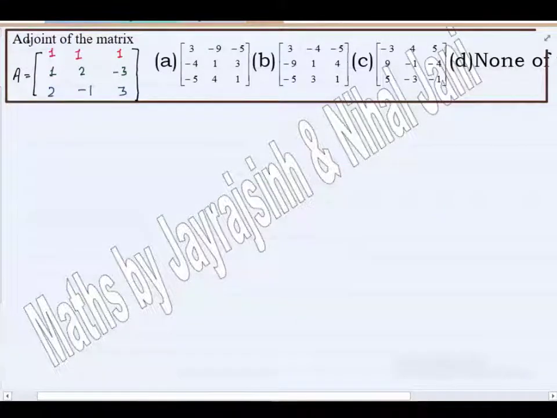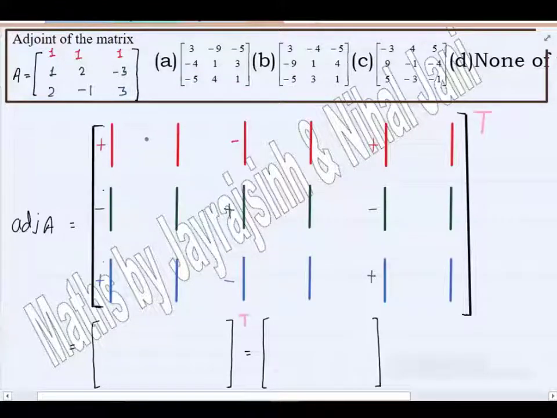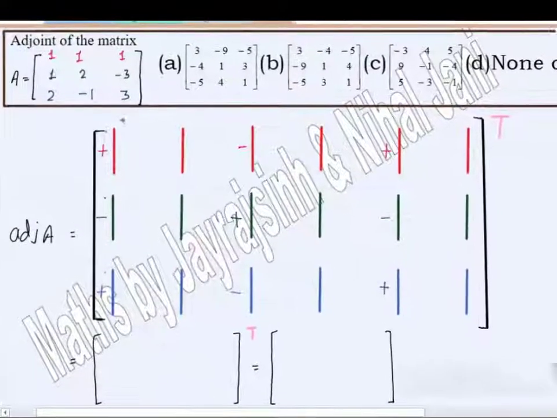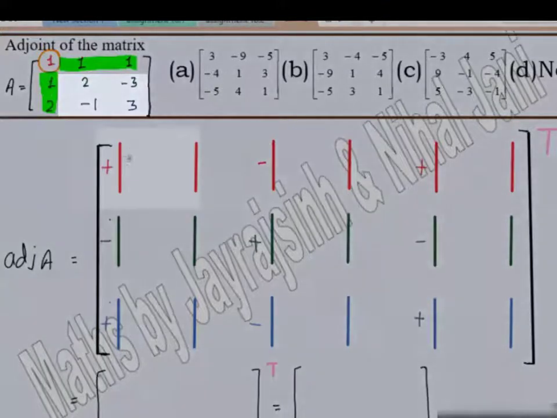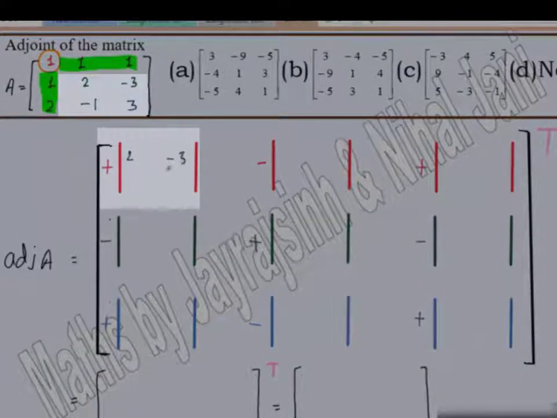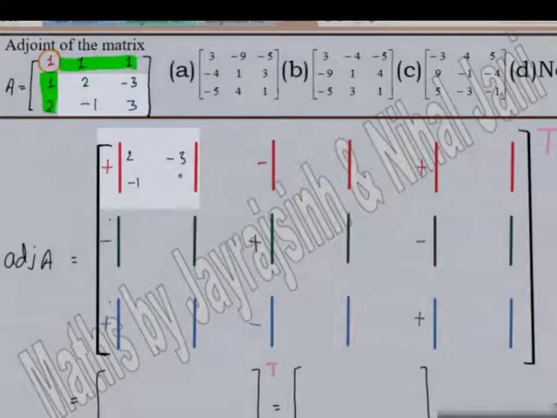We need to find the adjoint of the given matrix. For that, we are going to need our predefined format. Here it is with the space for the respective cofactors. The cofactor of the first element will have a positive sign, and we have to ignore the first row, first column. So here we'll get 2, minus 3, minus 1, 3.